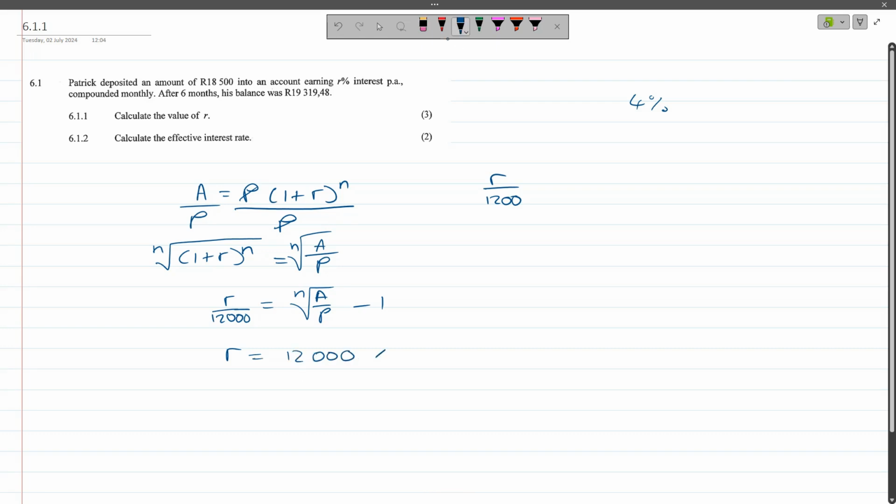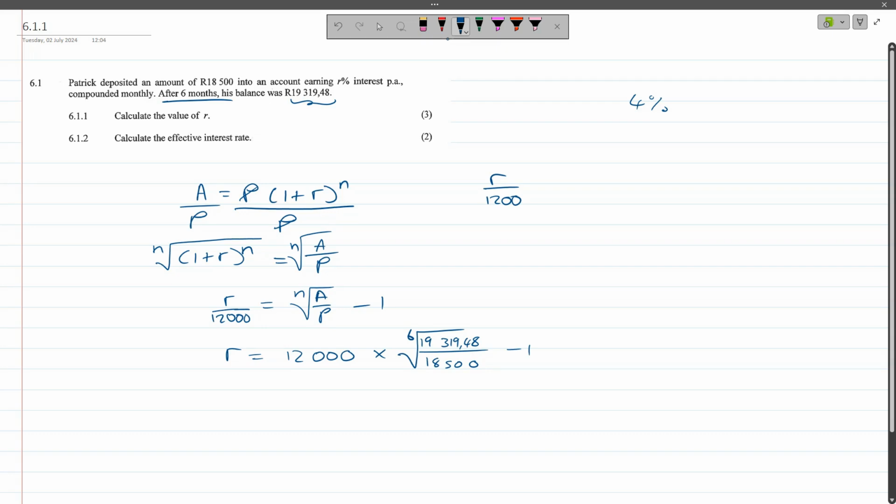So 1,200 multiplied by the nth root. N is how many times or how many compounding terms there were. And from here, we can tell that it was just 6 from the information given. After 6 months, its balance went up to 19,319.48. Therefore, our value that we're going to put in here for A will be the final value, which is 19,319.48, all over 18,500, minus 1.